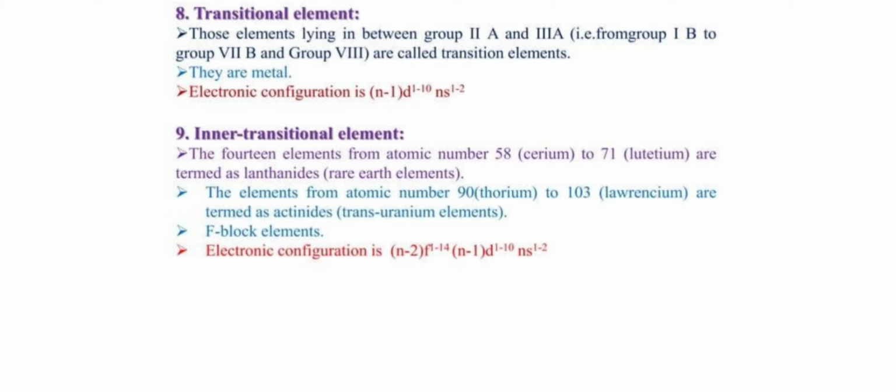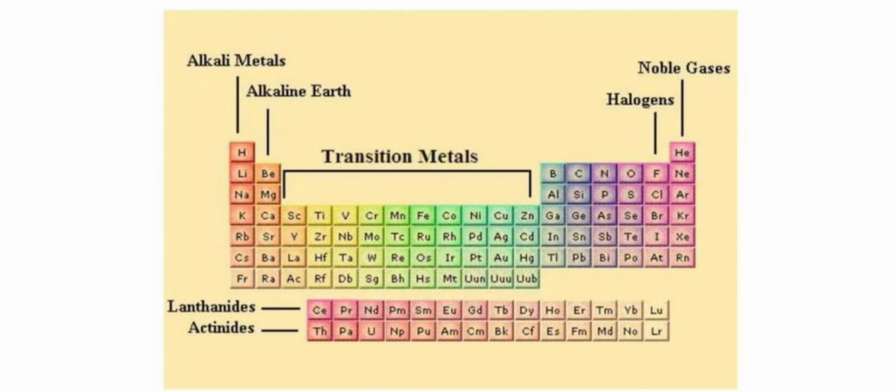Inner transition elements, the 14 elements. Please remember inner transition elements, their atomic number starts from 58, cerium, to 71, termed lanthanoids. They are rare earth metals. Previously also I asked you to remember these elements. The elements from atomic number 90 to 103 are termed actinoids or transuranium elements. The electronic configuration is most important for the NEET. Please remember that.